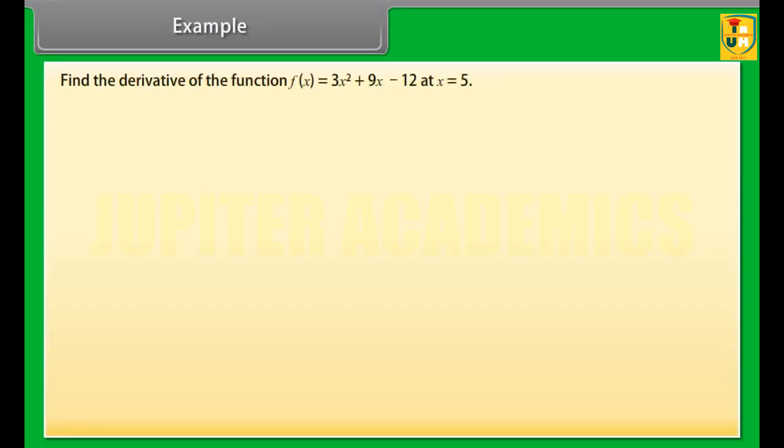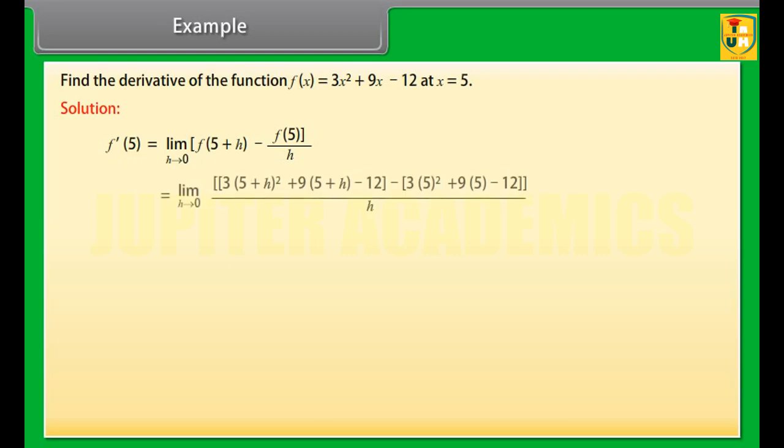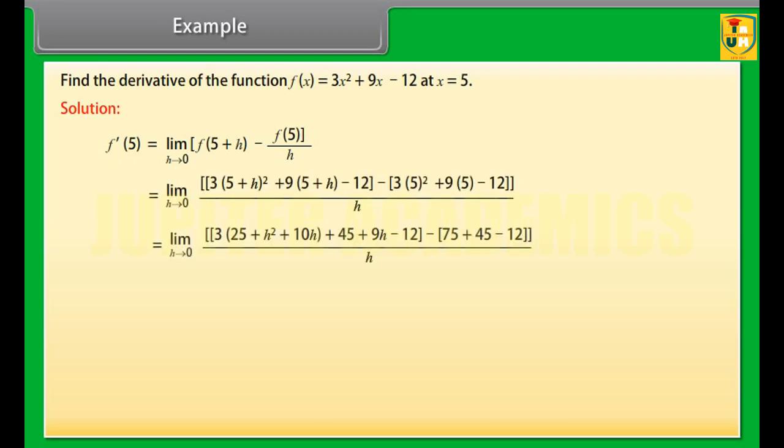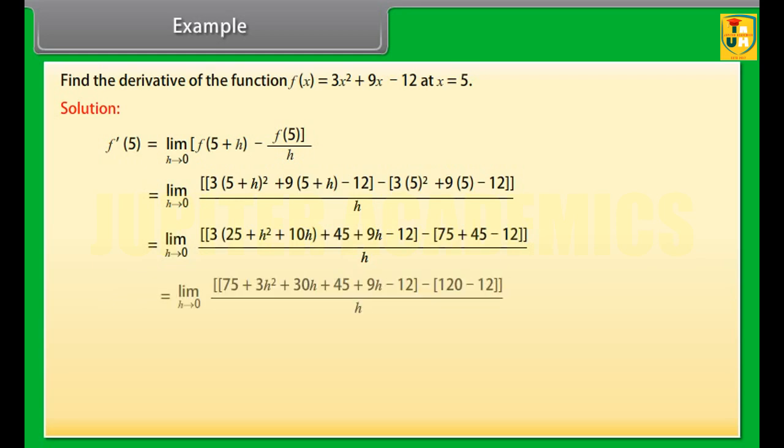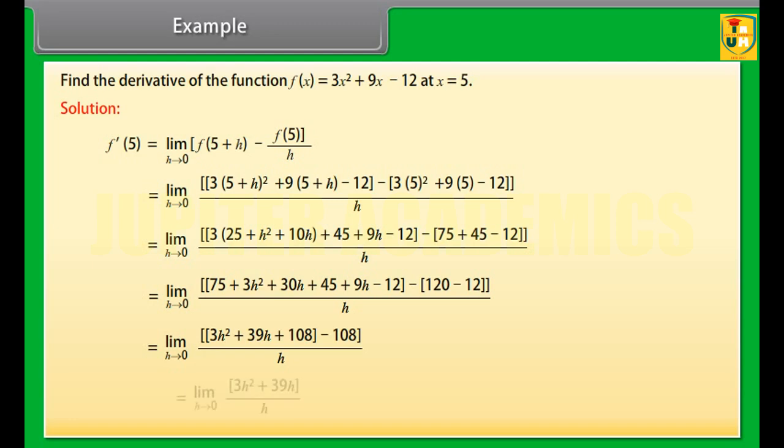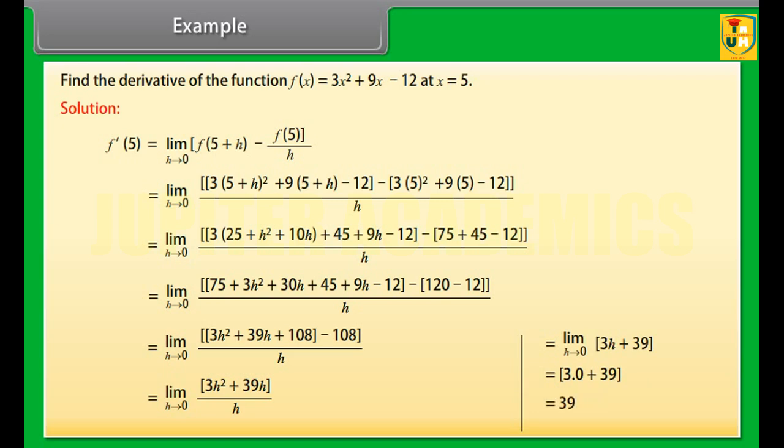Example, find the derivative of the function f of x is equal to 3x square plus 9x minus 12 at x is equal to 5. Solution. F dash of 5 is equal to limit h tends to 0 of f of 5 plus h minus f of 5 by h. Now by calculating it further as shown below, we get f dash of 5 is equal to 39.